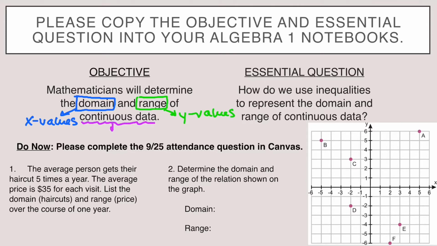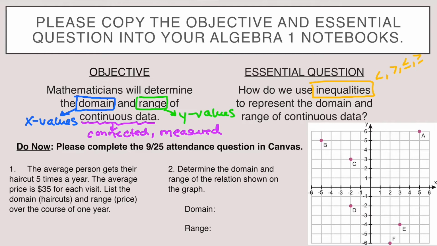So continuous data from last class, we said it was something that's connected on a graph and can be measured. Connected and measured. Our essential question, how do we use inequalities to represent the domain and range of continuous data? So instead of just listing out, we're going to have to use inequalities today. So our inequalities: less than, greater than, less than or equal to, greater than or equal to.